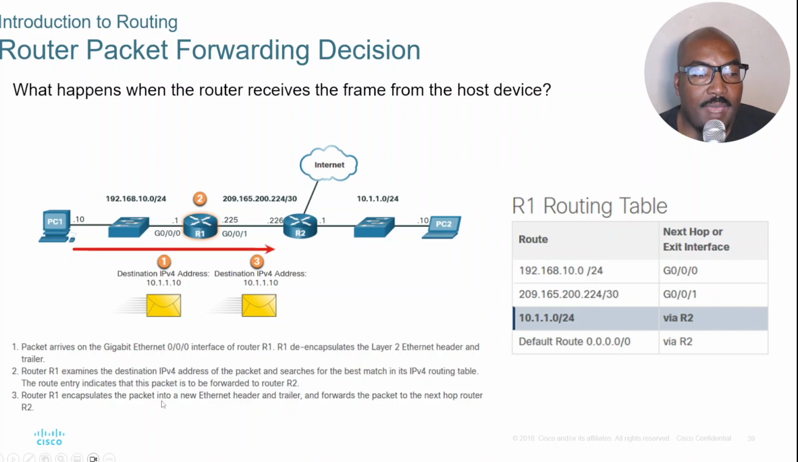Router 1 encapsulates the packet into a new Ethernet header and trailer and forwards the packet to the next hop router. So if it's not within that particular network, it's going to send it out the gateway. It's going to hit the next area so it can actually get to where it needs to get to.